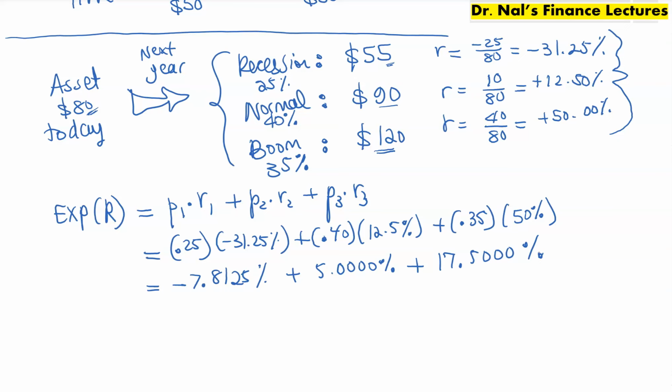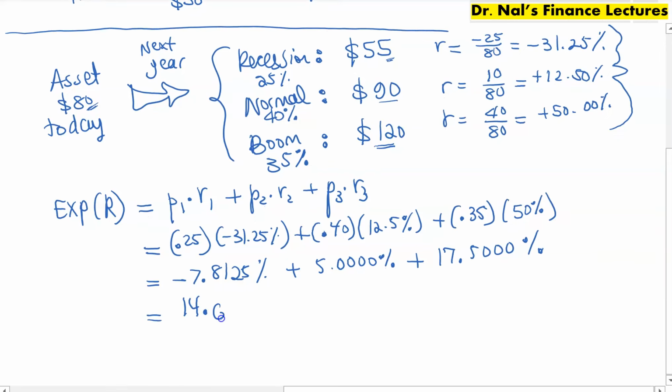Adding these numbers, minus 7.8125 plus 5 plus 17.5 gives 14.6875%. Obviously you can round this number to the nearest hundredths digit, so it would be more like 14.69% average return on your investment.